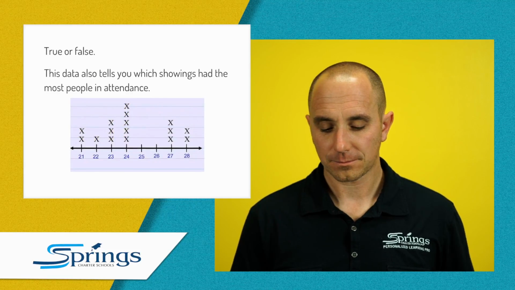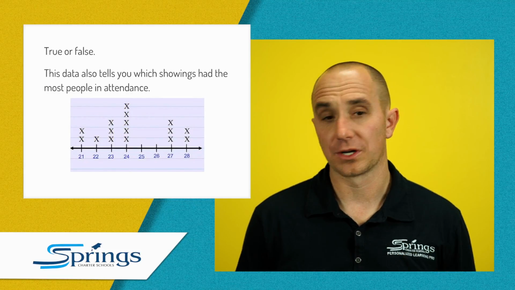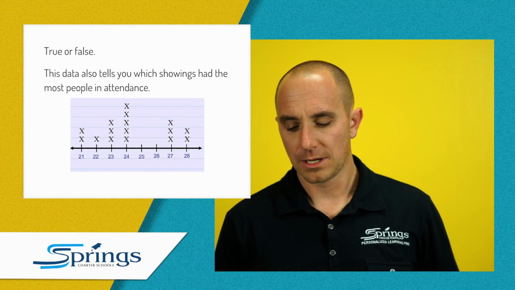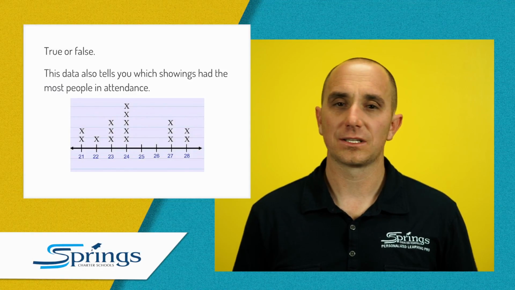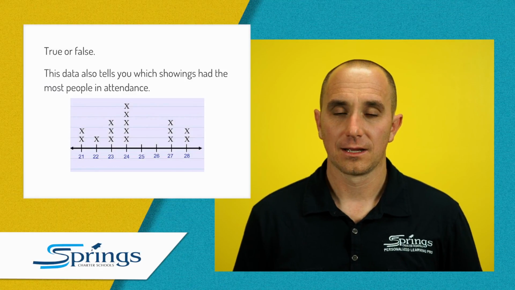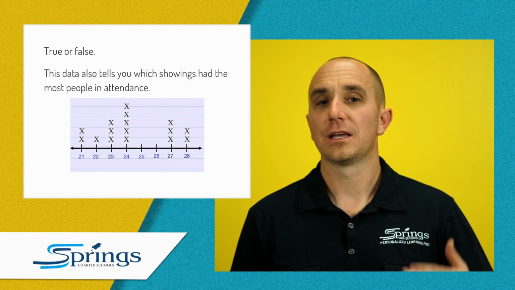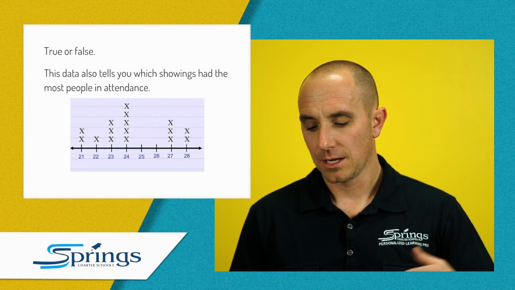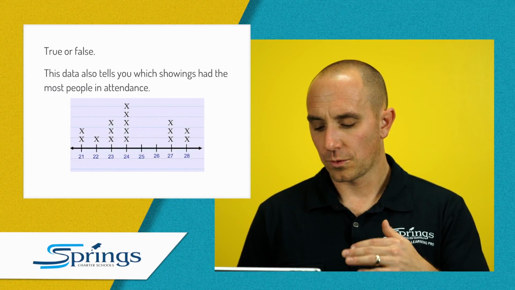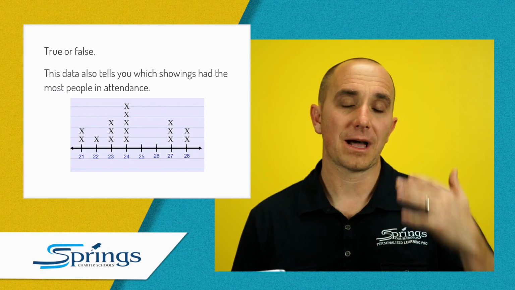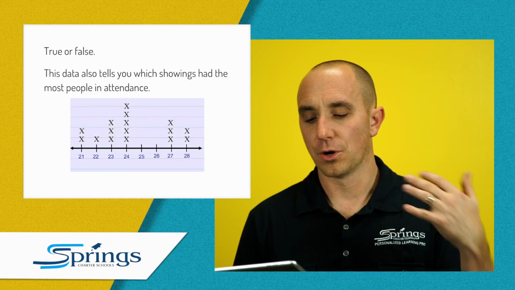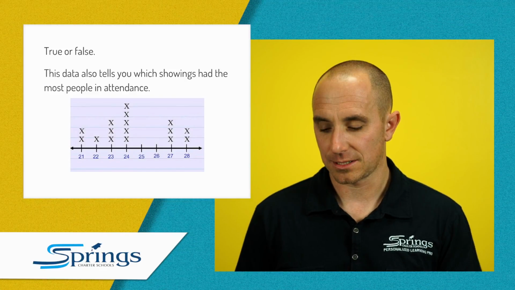Now let's answer some true or false questions. This data also tells you which showings had the most people in attendance. Well, this does not tell me which showings had the people in attendance. This is just telling me the frequency of showings that had a set number of people. So I can see that 24 people is the amount of people that came the most often, and 28 is the one that had the most people, but it doesn't tell me which showings.